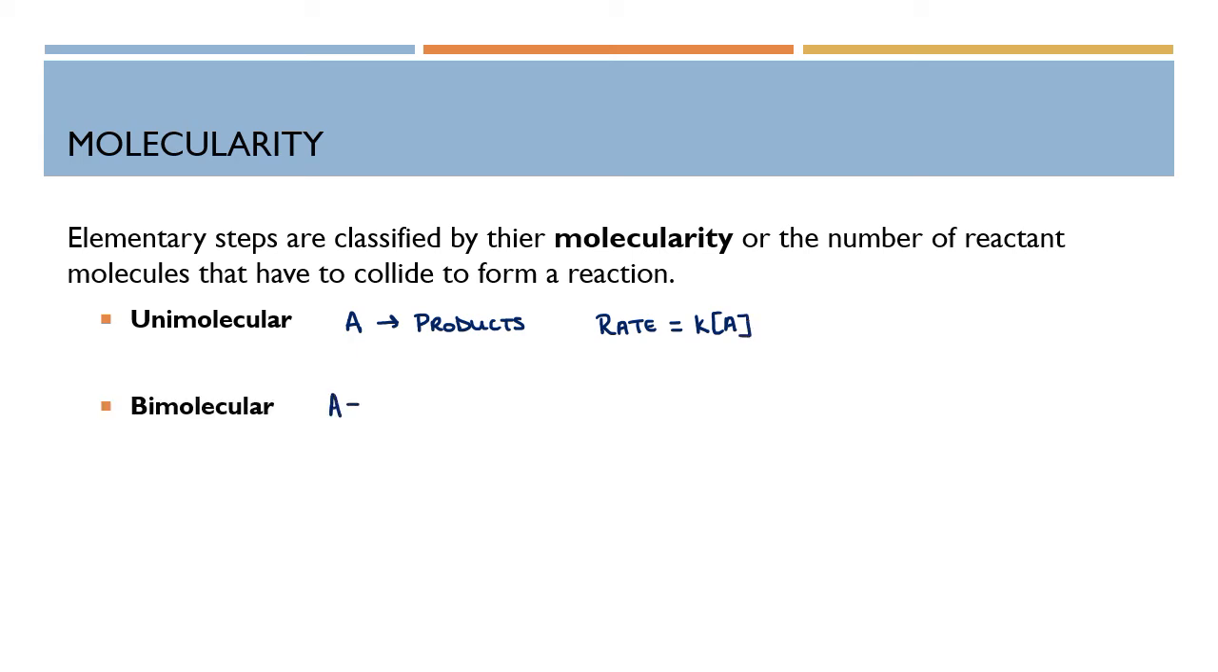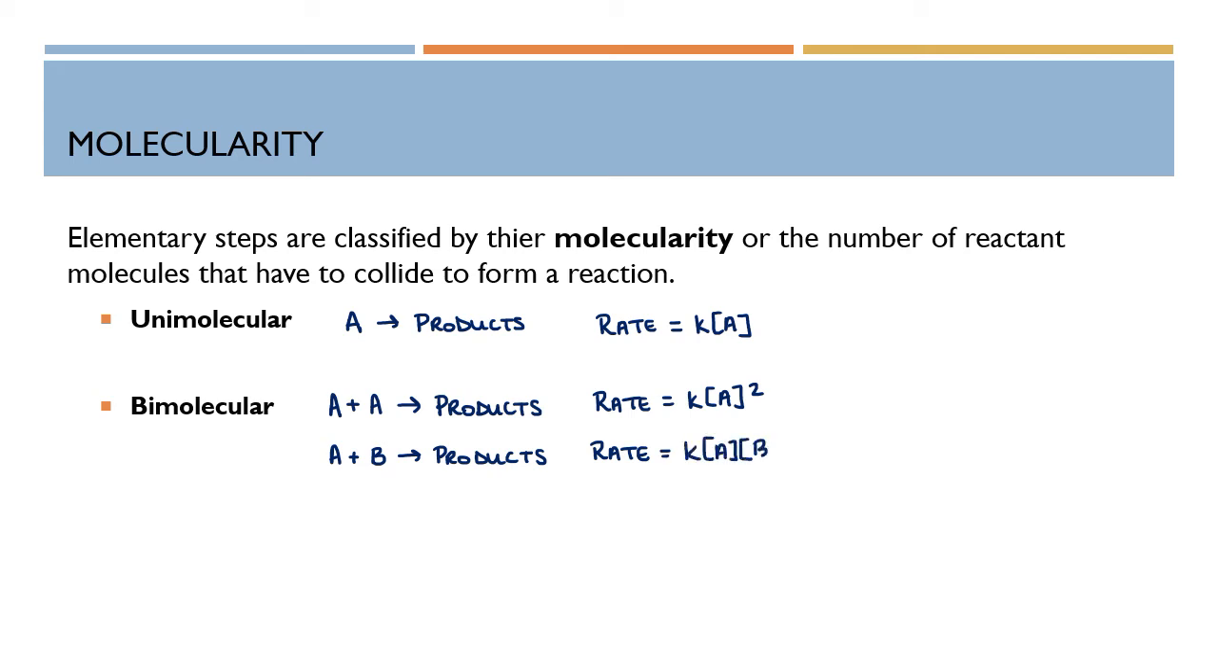A bimolecular reaction requires a little bit more. It requires two particles to collide, so either two of the same particles or two different particles. The rate law for a bimolecular reaction looks like this: rate is equal to the rate constant times the concentration of A squared. Or if we have two different substances reacting, so A plus B gives us products, then the rate law will be rate equals the rate constant times the concentration of A times the concentration of B.